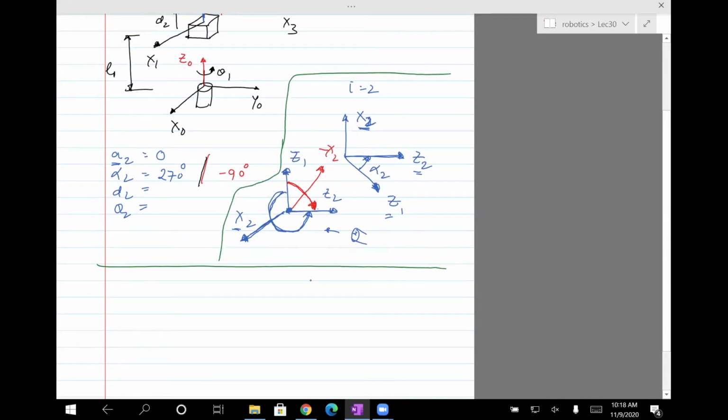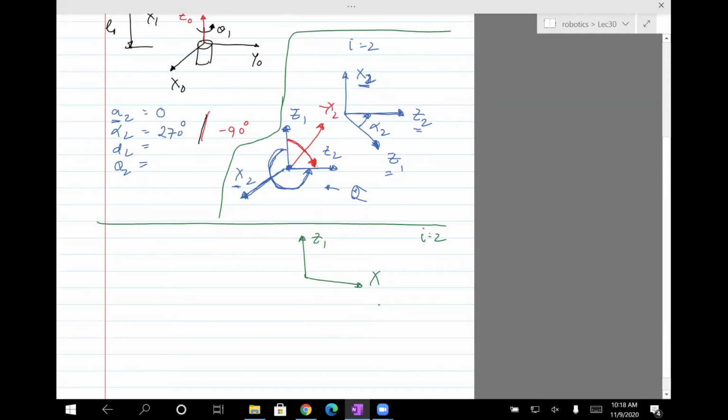So I'm going to redraw the figure I drew on page 3. Again, I put i equals 2. So I have Z1, X2 and X1. And then the angle is theta 2.